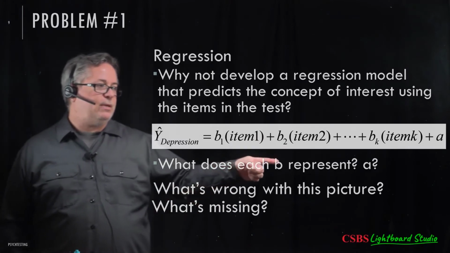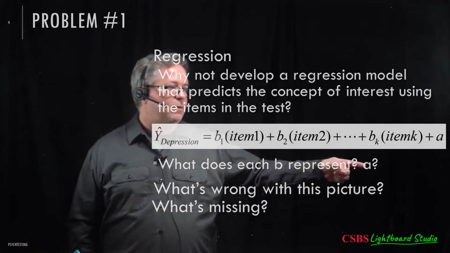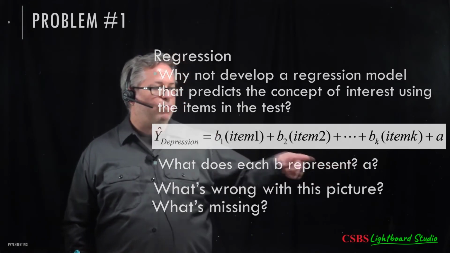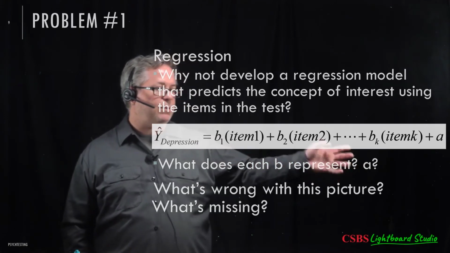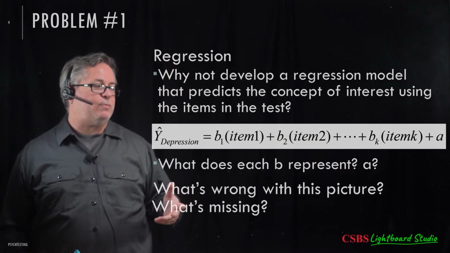So the B here represents the slopes. And we can even think about A down here as representing some intercept or average depression level that we can actually compute based on our scale. All right, that sounds kind of good. But what's wrong with this picture?